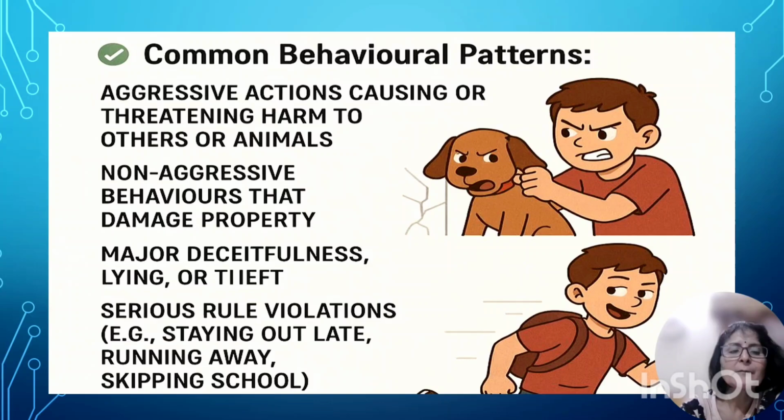They also lie, and they are not loyal to any of their friends. They indulge in running away from school, skipping school. They might tell their parents that they are going to school and they are not reaching school. So these are the types of behavioral symptoms they experience.